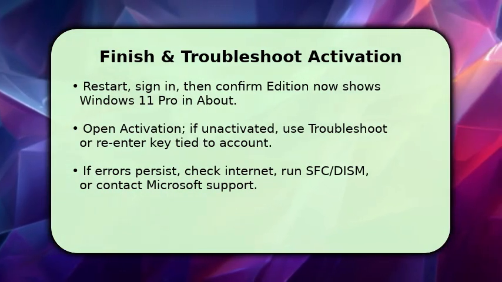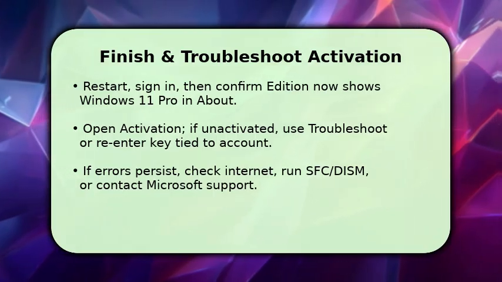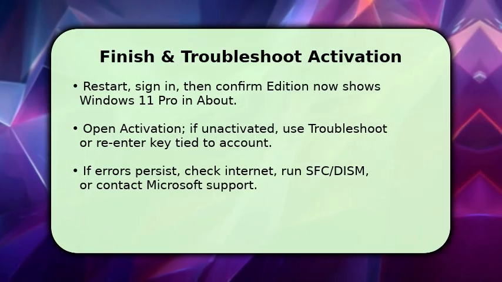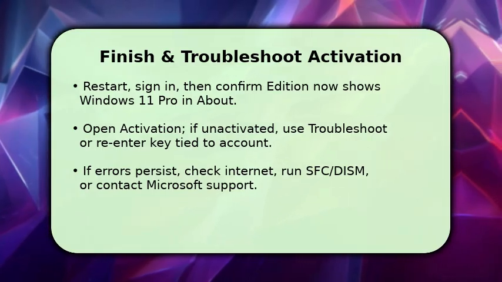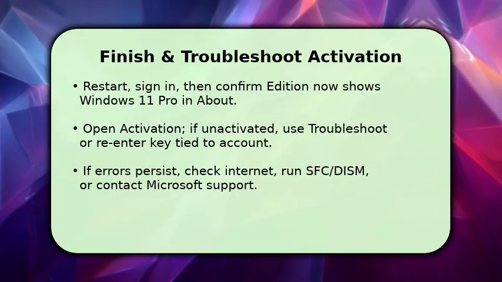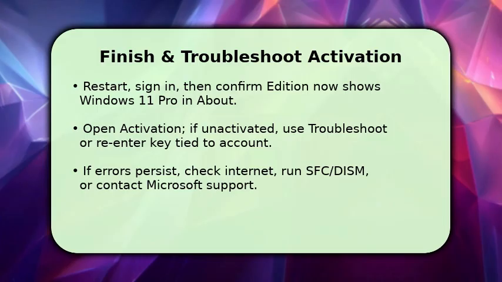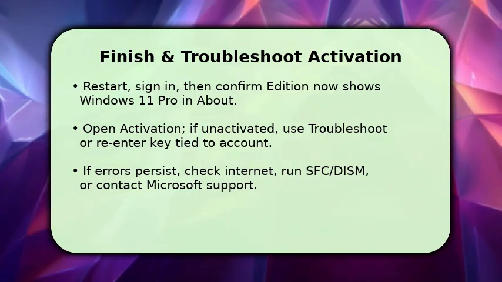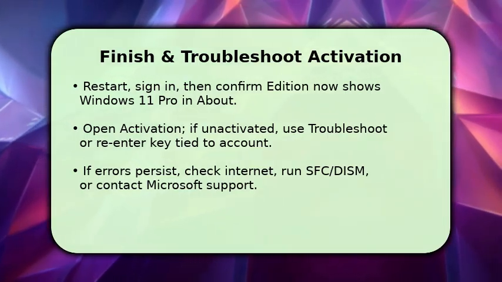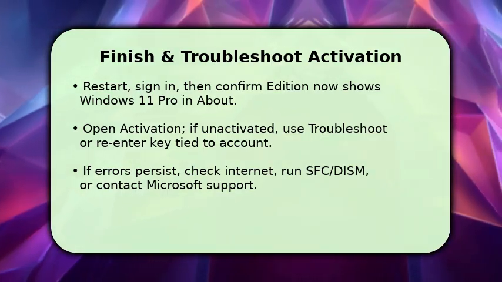This confirms the switch. If activation reports unactivated, use the activation troubleshooter or re-enter the key and make sure the key is linked to your Microsoft account for digital entitlement. If activation fails, check your internet connection. Run system file checks like SFC and DISM to repair corrupt components, and then retry. If problems continue, contact Microsoft support with your key and error codes for help.